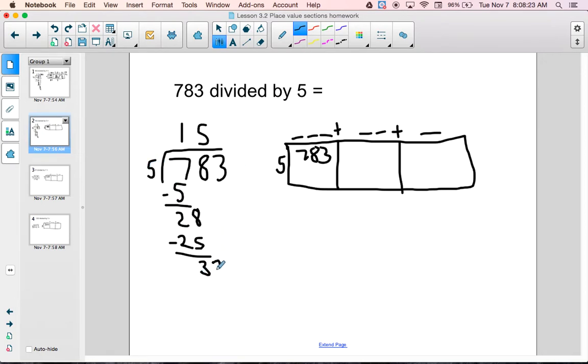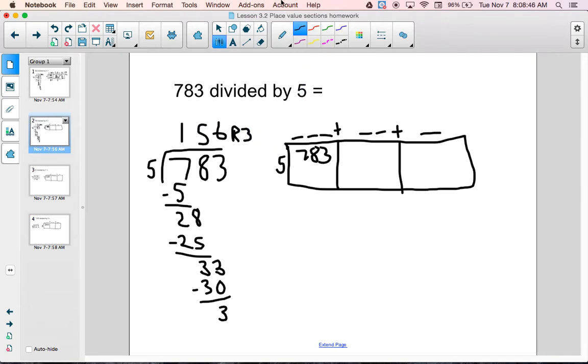Bring down the 3, so we have 33. Start over. 5 will go into 33 6 times. 6 times 5 is 30. Subtract. 3 is less than 5, so we're good. So we have a remainder of 3. Okay?